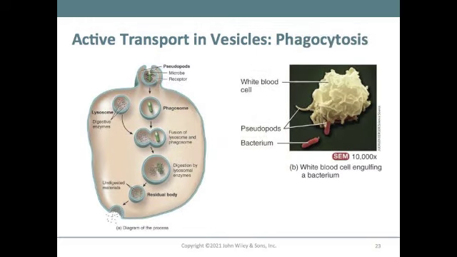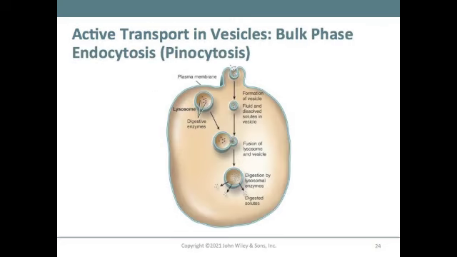Moving on to figure 3.13 on page 77, this cartoon outlines phagocytosis. Phagocytosis is a vital defense mechanism that helps protect the body from disease. And now we're looking at figure 3.14 on page 78. This cartoon shows bulk phase endocytosis. This is where the plasma membrane folds inward, forming a vesicle. Most body cells carry out bulk phase endocytosis, the non-selective uptake of tiny droplets of extracellular fluid.